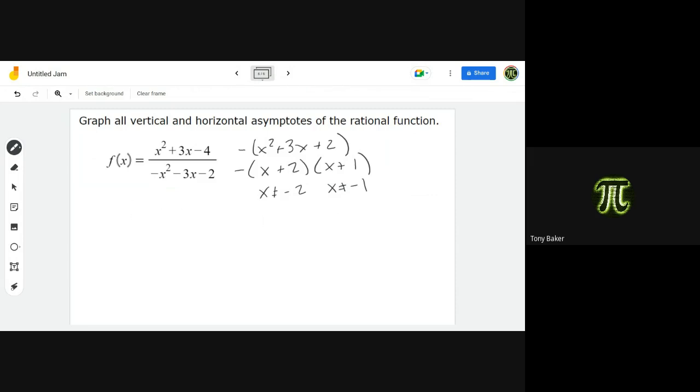Now, if we took the top, looking for two numbers that multiply to -4 and add to +3, so that's x plus 4 and x minus 1. So neither of those can cancel each other out. So I have two vertical asymptotes. x equals -2 and x equals -1. The negative sign in front does not do anything to it because it does not have an x. So it's just like if there was a 2 in front of it or a 3 in front of it, it wouldn't make a difference in that respect. So I have two vertical asymptotes for this problem.